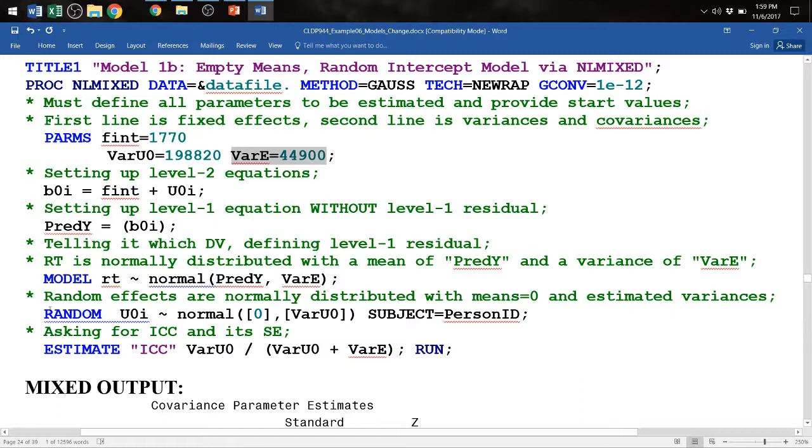I have a random line, just like in proc mixed, in which I list any terms that I have defined to be random effects, such as U0I. I have told it that those U's have a normal distribution with a mean of 0. That's always the case for random effects, and a variance of a parameter that is being estimated right here. And then I define the nesting structure.